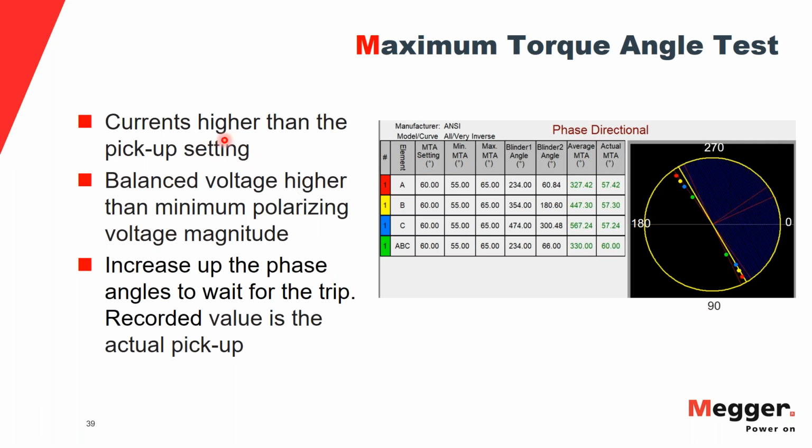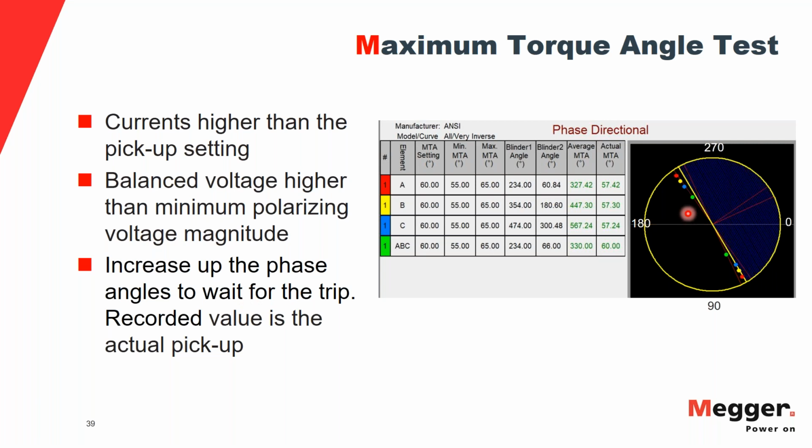So this test is doing nothing but changing the phase angles to see at what point it trips and at what point it's blocking the relay. You can see here the characteristic, this yellow line in this example is actually the zero torque line. And then this blue shaded region is the operate region.